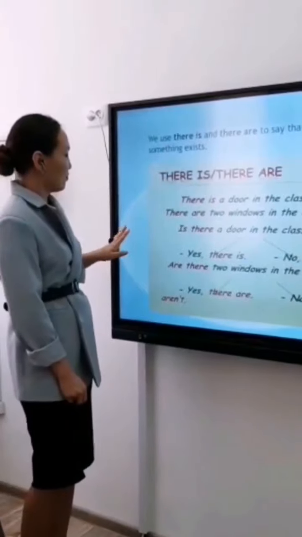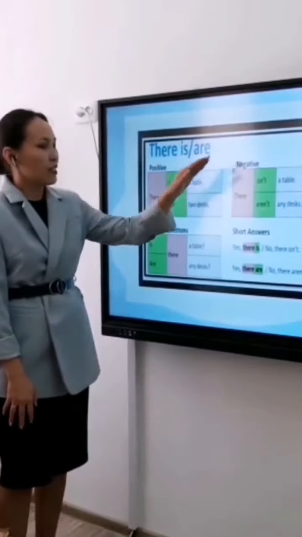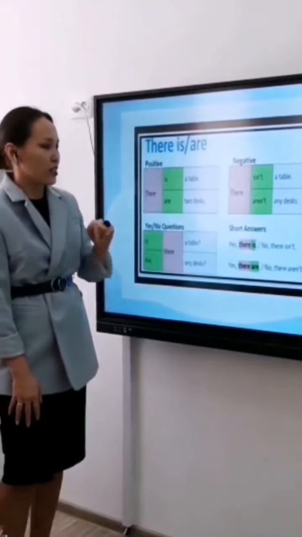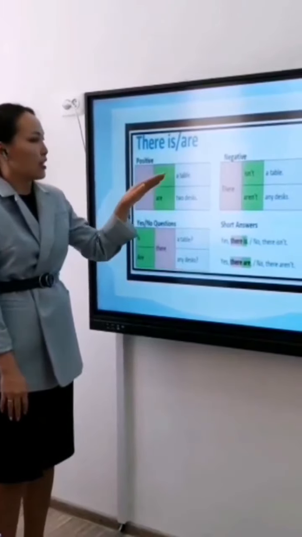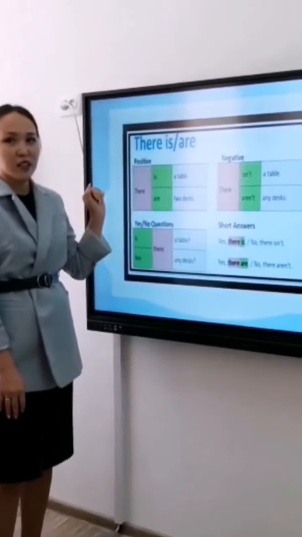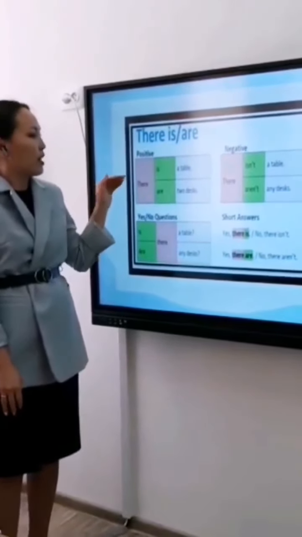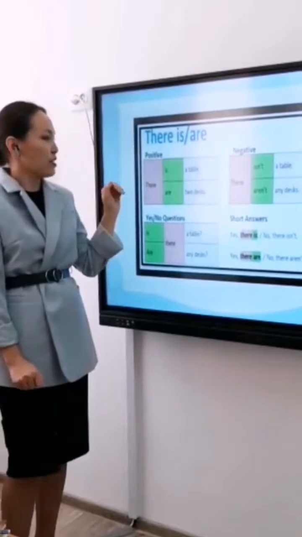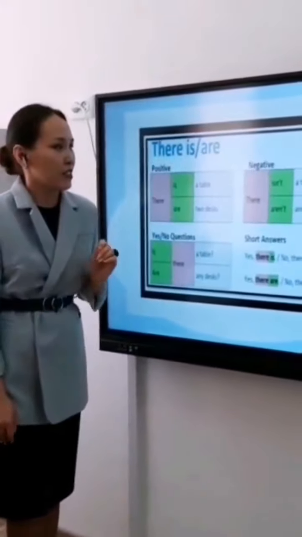For example, we have positive sentences, negative sentences, yes, no questions, and short answers. In positive sentences, there is a table. Repeat, please. There is a table. There are 2 desks. Repeat, please. There are 2 desks. The negative sentences.